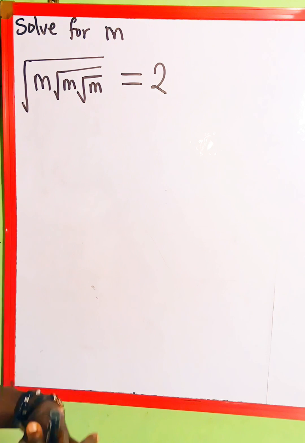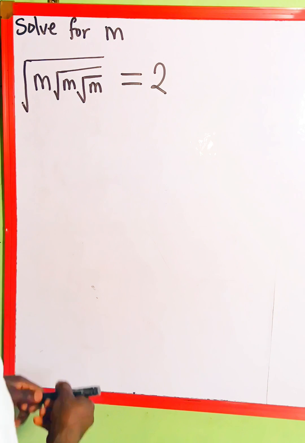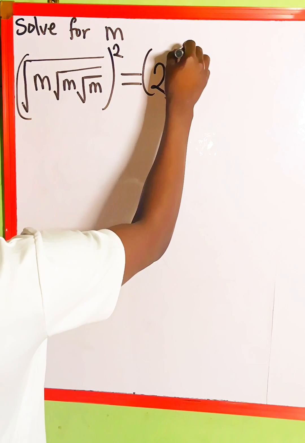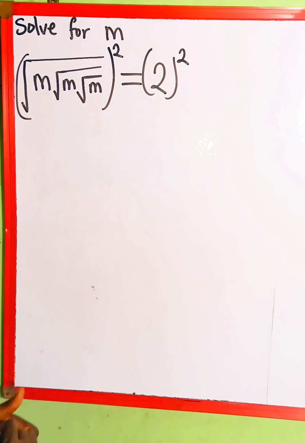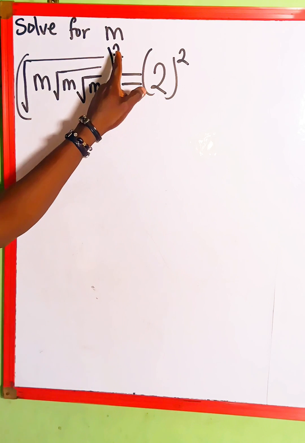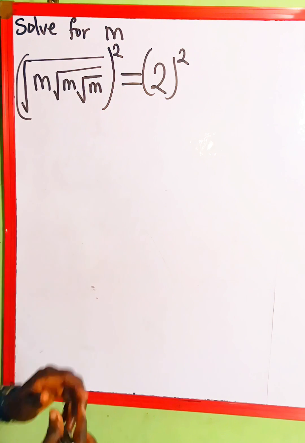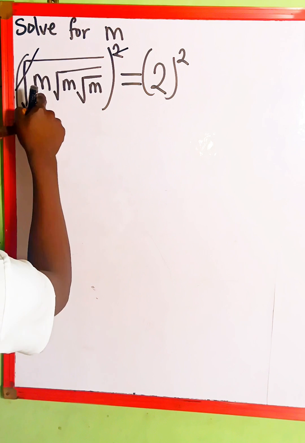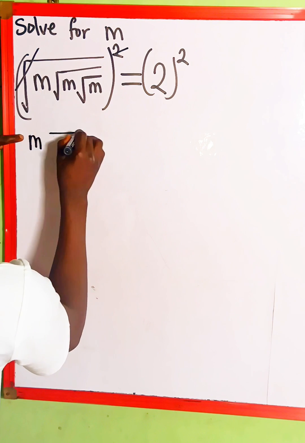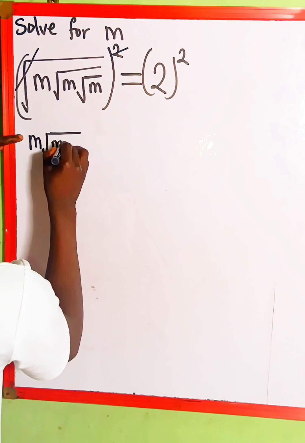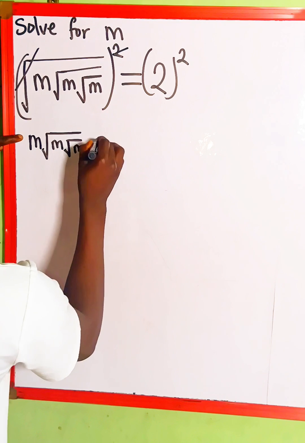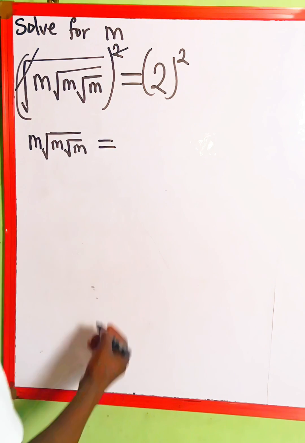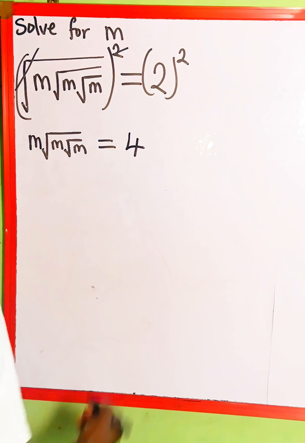And to do that, we are going to square both sides of the equation. So we square the left hand side and also we square the right hand side. The reason we are squaring both sides is so that this square can eliminate the square root. So this square is going to cancel the first square root. We are left with what? M times square root of m, square root of m. So everything will be equal to 2 raised to the power of 2, which is 2 multiplied by 2, which is going to give us 4.